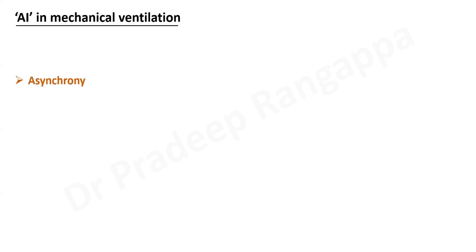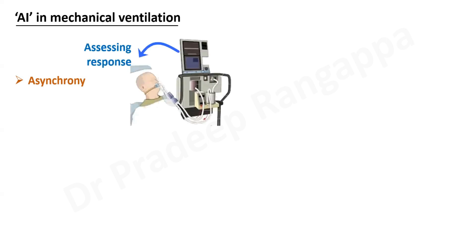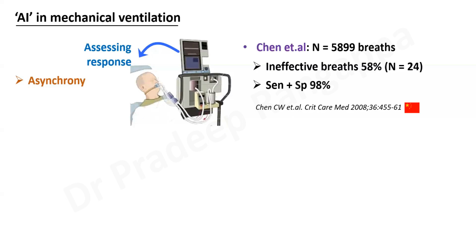So the whole concept of AI in mechanical ventilation is, despite all this science we have understood, there is still breath to breath dyssynchrony that is happening. So with AI, there is a constant assessment of how the patient is responding to every breath that is delivered. And these are some of the studies that have shown that even in a properly ventilated patient, with all the science that we have understood, there are 58% of the breaths provided by the ventilator which are found to be ineffective.